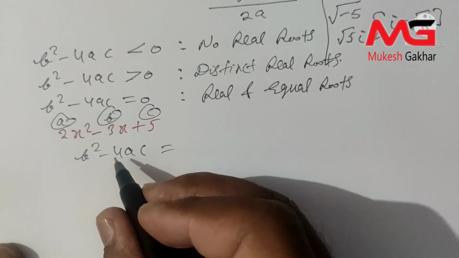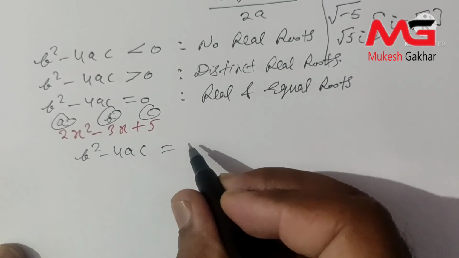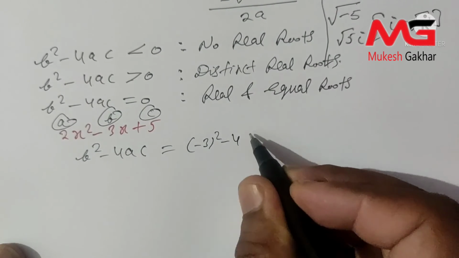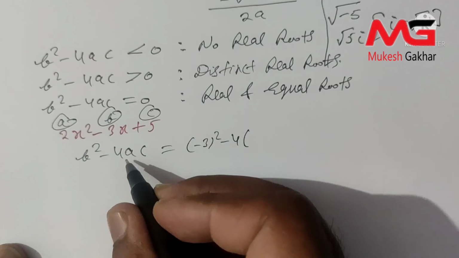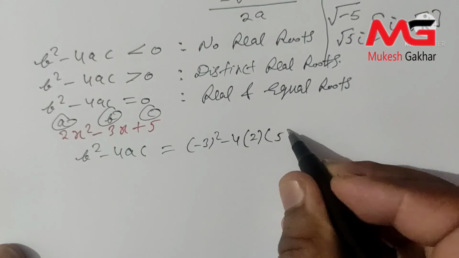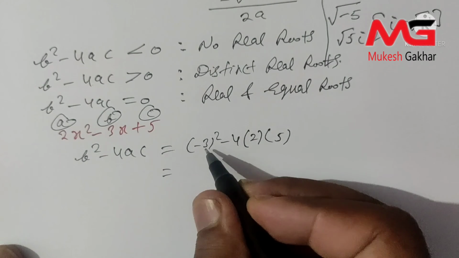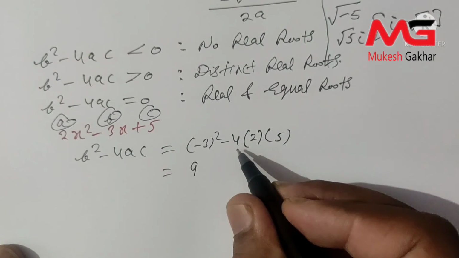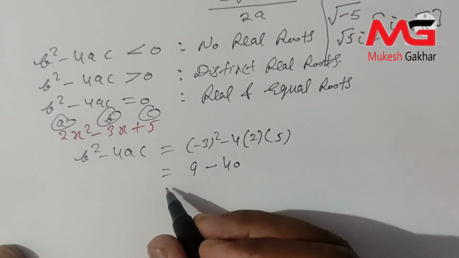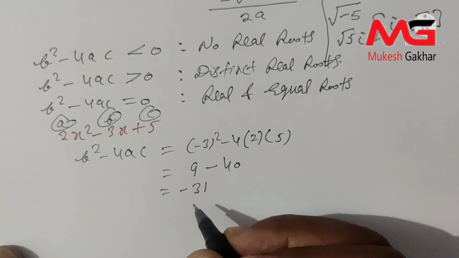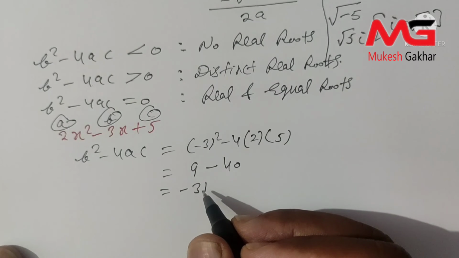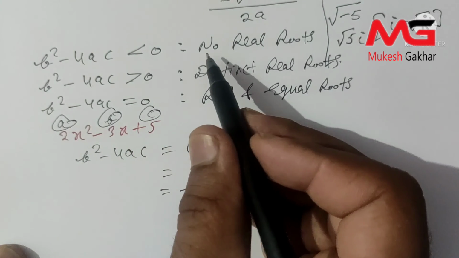So you can put here what is the value of b? Minus 3. So it is minus 3 whole square minus 4 into a. What is the value of a? Value of a is 2. What is the value of c? Value of c is 5. So you will get minus 3 whole square, minus 3 into minus 3 is 9. So minus 4 2s are 8, 8 5s are 40. You will get here minus 31. You can find out here it is negative, means it is minus 31. When you are getting less than 0, you can say that it is no real roots.